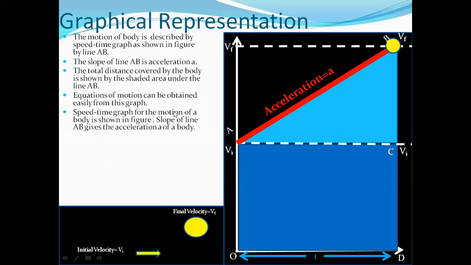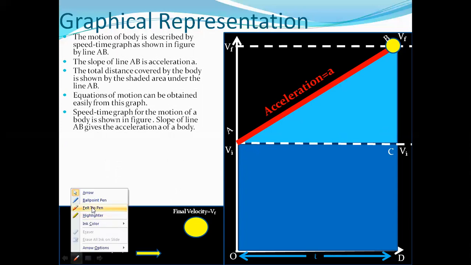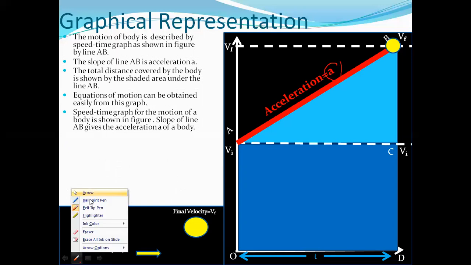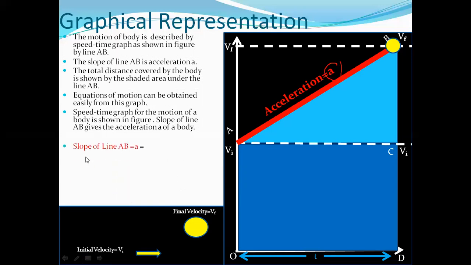Speed time graph for motion of a body shown in figure. Slope of the line AB gives the acceleration of a body. That means A is basically represented as the acceleration of that body which was moving in the distance s in time t. The slope of line AB is equal to A, and that A is equal to BC divided by AC.